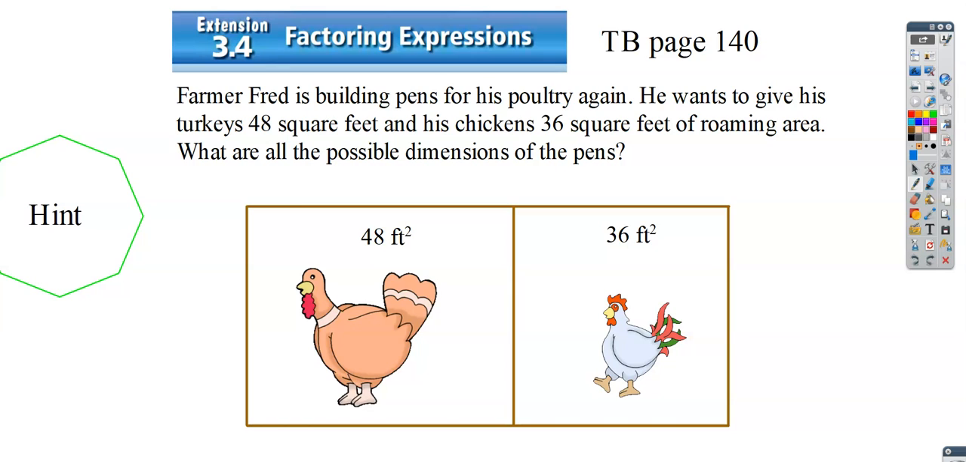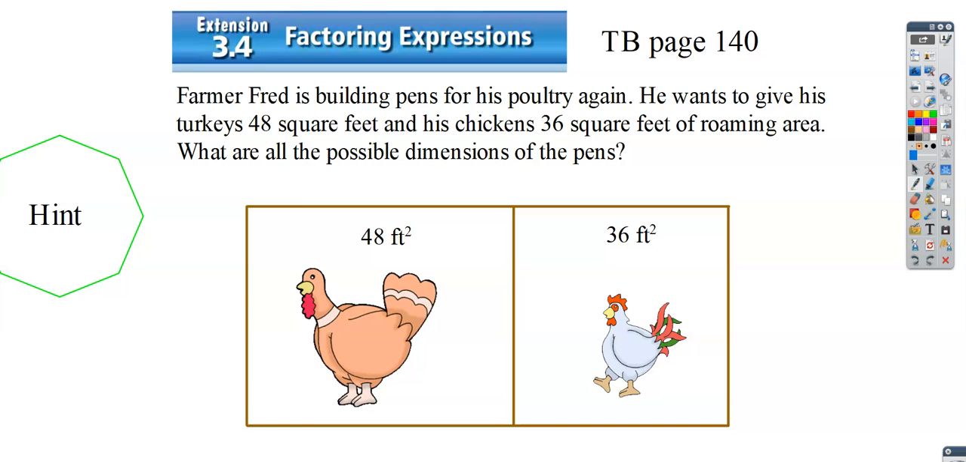Hello, today's lesson is extension 3.4 in Big Ideas Math, and we're factoring expressions. So we're back to Farmer Fred and his problems. He has to build pens for his poultry, and he wants to give the turkeys 48 square feet and his chickens 36 square feet. And I'm asking you, what are all the possible dimensions of the pens?